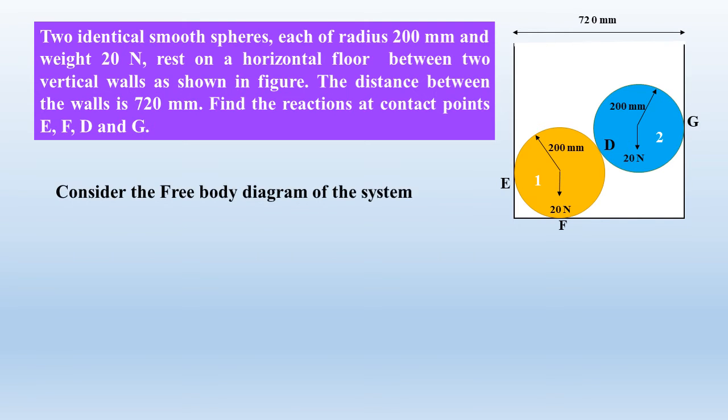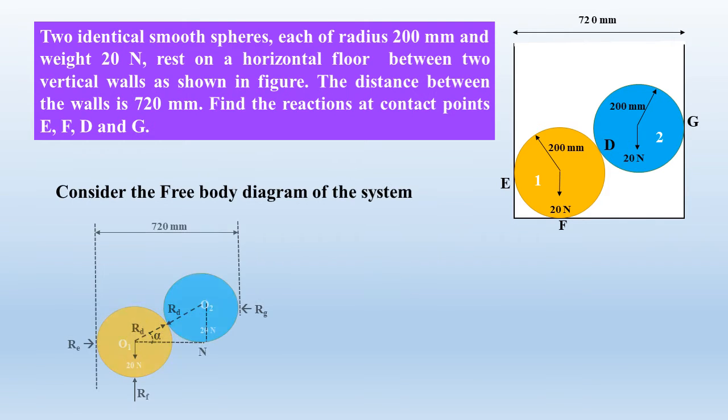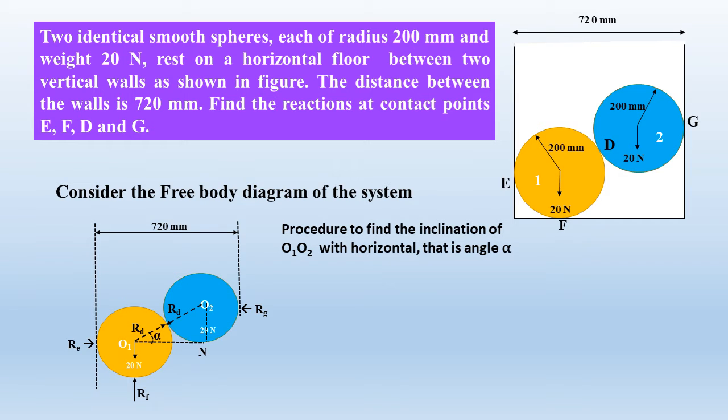First we will consider the free body diagram of the system. This is the free body diagram. At every contact point there will be a reaction. In this problem, we have to find out the inclination of O1, O2 with horizontal.